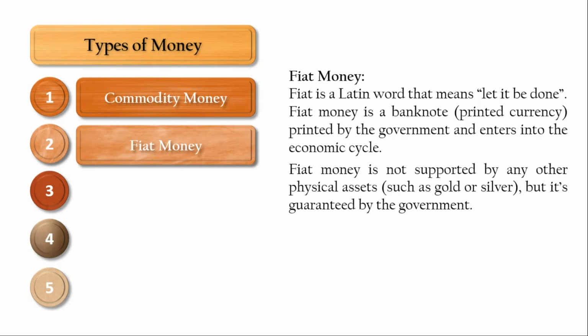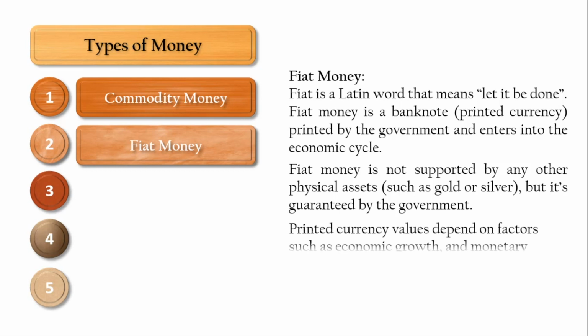Fiat money became predominant during the 20th century, since President Richard Nixon's decision to stop the US dollar's convertibility to gold in 1971. We already discussed the Nixon shock and the emergence of fiat money in the 3rd lesson. If you want to know about the emergence of fiat money and the Nixon shock in detail, please click on the link in the description below.